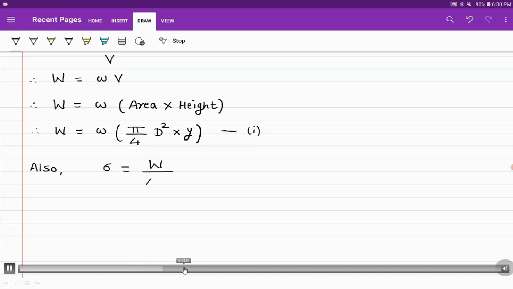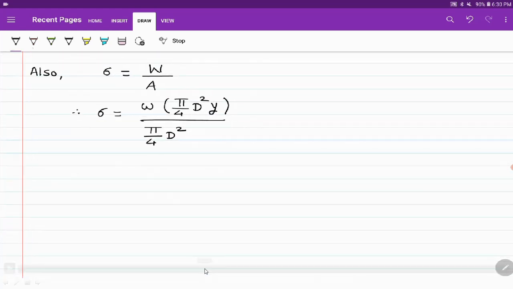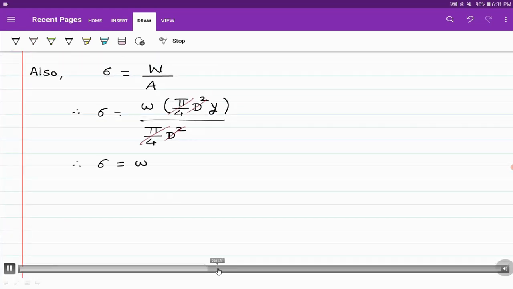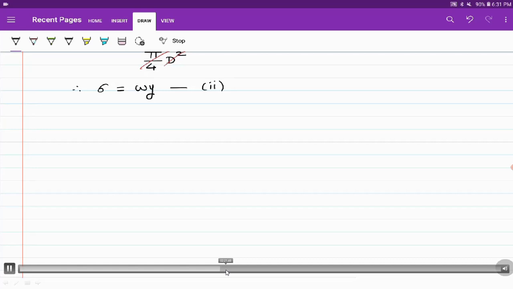Now stress is equal to force upon area. So for W, you can substitute the value small w into pi by 4 d square into y, and the area of the bar is pi by 4 d square. So we can cancel out this pi by 4 d square from the numerator as well as from the denominator, and so we will get sigma is equal to small w into y. So this is the expression for sigma.